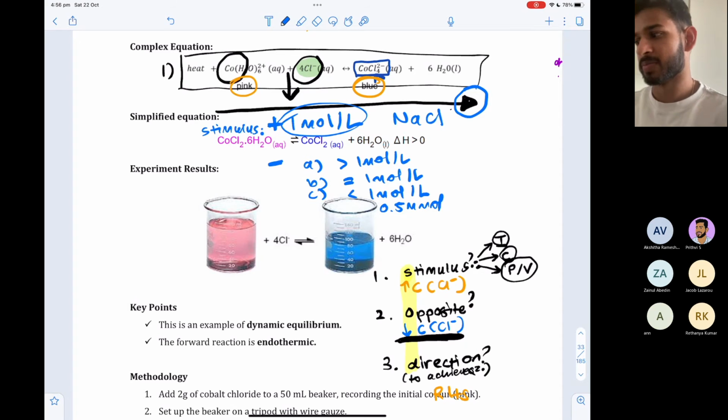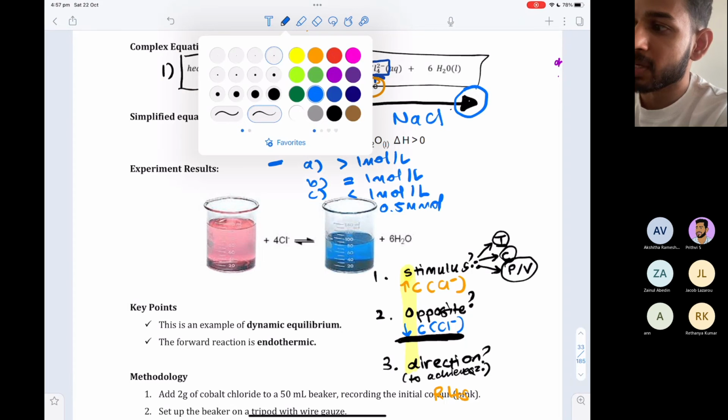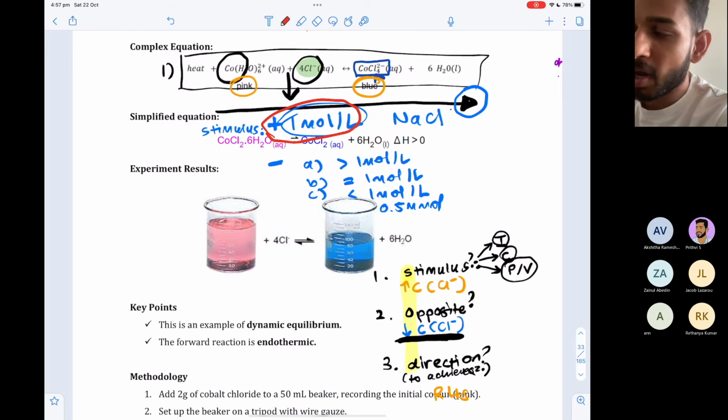Jacob, any ideas? Would it be C just because of the molar ratio? No, I think we're thinking too hard. What did I tell you all was a very important word in Le Chatelier's principle? The P word. Partially. Partially. Right? Le Chatelier's principle only partially counteracts change. So if the change was an increase by 1 mole per liter, we only partially counteract it.